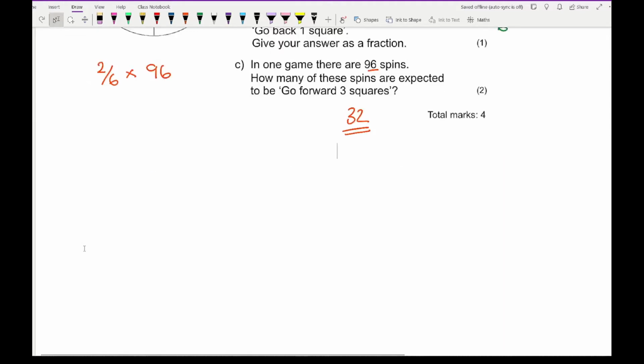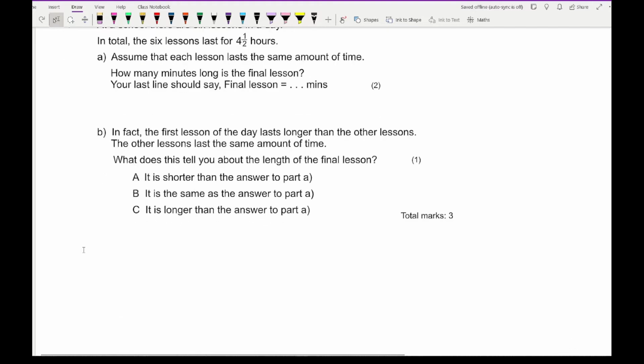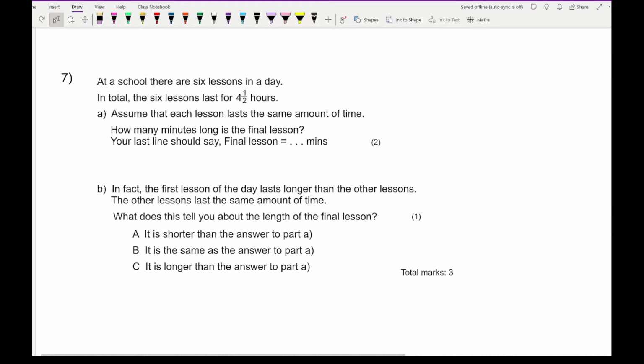Then moving on to question 7, it says at a school there are 6 lessons in a day. In total, the 6 lessons last for 4.5 hours. Assume that each lesson lasts the same amount of time. How many minutes long is the final lesson? Your last line should say final lesson equals.